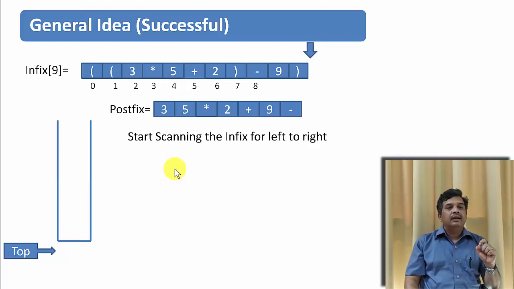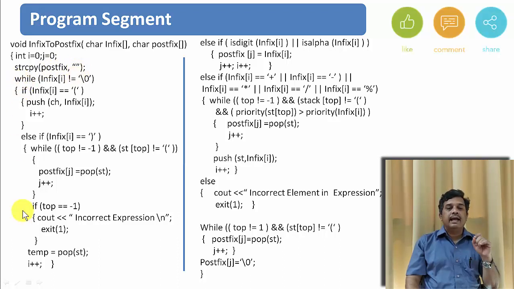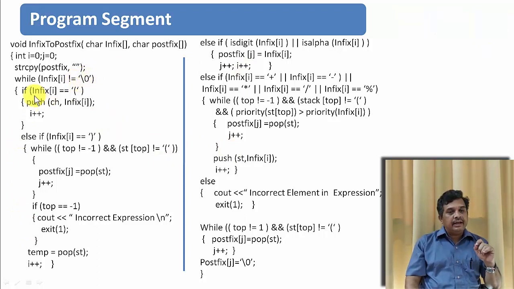So you are having a function called infix to postfix. You are passing the infix expression and you are passing a postfix expression. You are taking two variables i and j assigned to 0, and you are writing the postfix expression to be 0. And you are going to do this set of activities till you reach the end of the expression, that is \0. If in the infix expression the character is a left parenthesis, then you are going to push it, increment i.